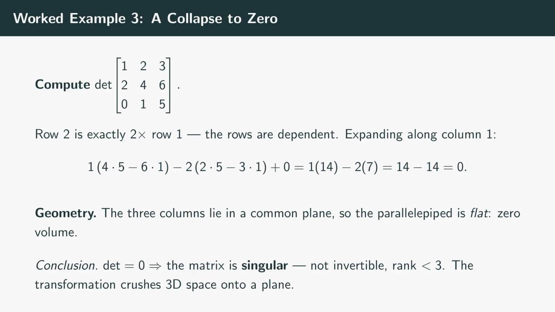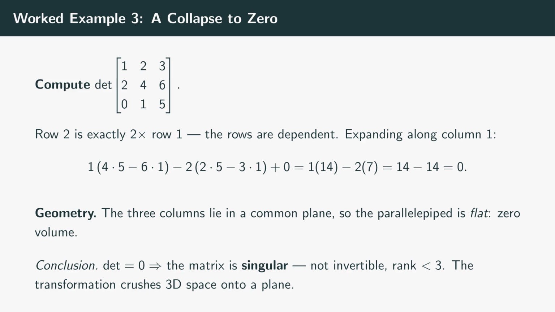The first entry is 1 times the minor 20 minus 6, which is 14. The second entry is 2 with the minus sign times the minor 10 minus 3, which is 7, giving minus 14. The third entry in the column is 0, so its term vanishes. Adding 14 minus 14 is 0.